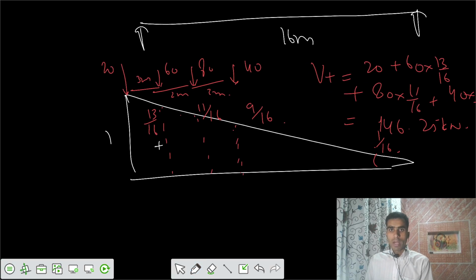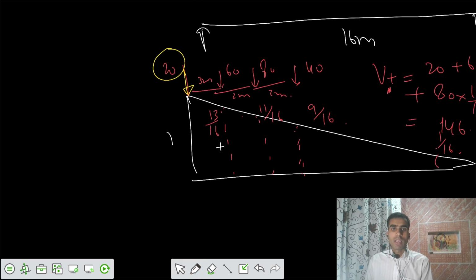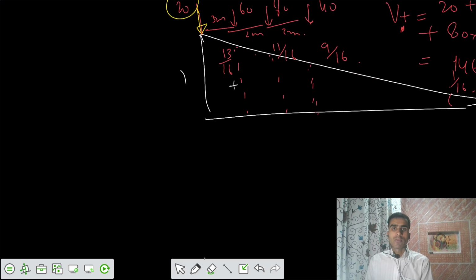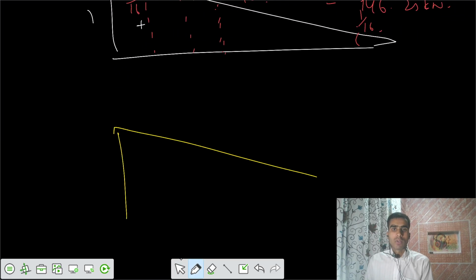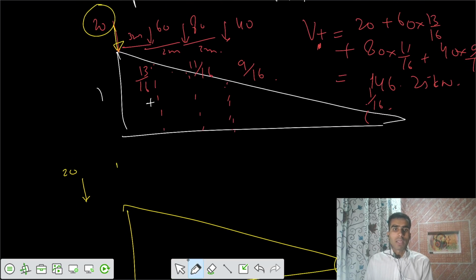Now we can do one more iteration. Let's keep it as V1. We can do one more iteration because that smaller load, 20 kilonewton, is on the peak coordinate. If we keep 60 on that peak coordinate, we can see what difference we get. So same diagram, we have 1 by 16 slope. I'm saying 20 kilonewton is outside the beam. I'm placing 60 kilonewton here, 80 here and 40 here.